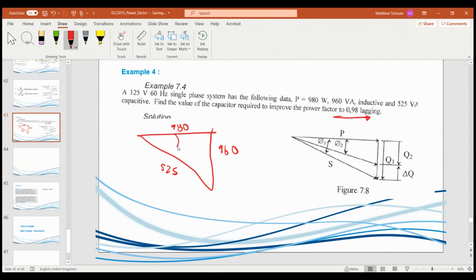So obviously we need to first find the first angle over here, right? And the first angle we can use cos phi equals P over S. And my cos phi will give me how much? Can someone just calculate for me quickly?